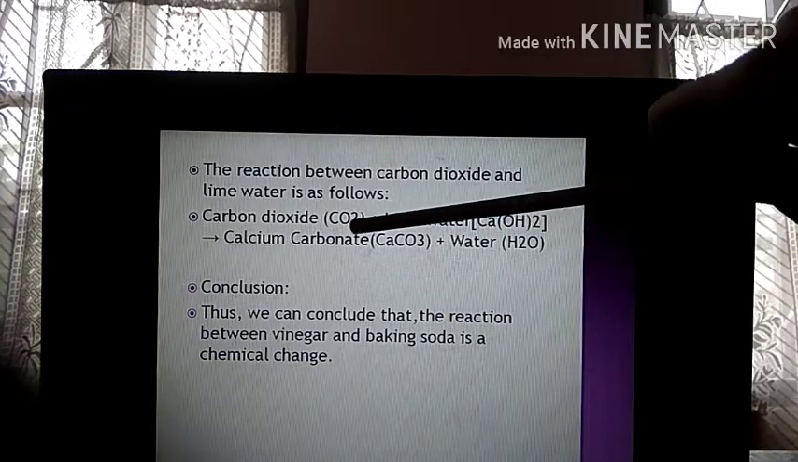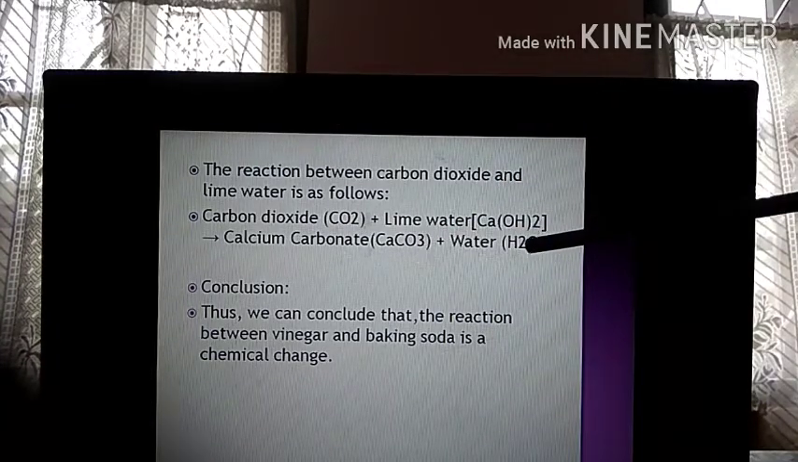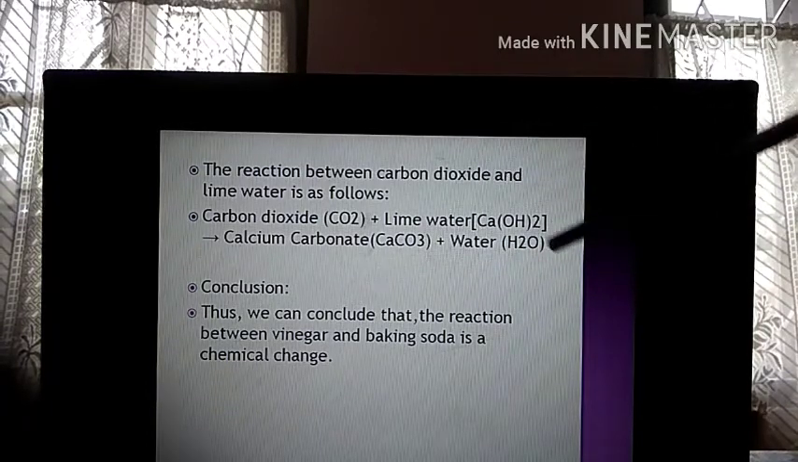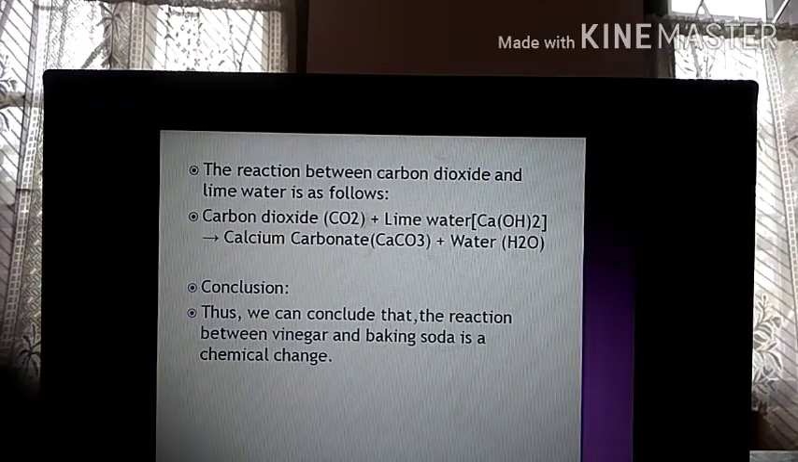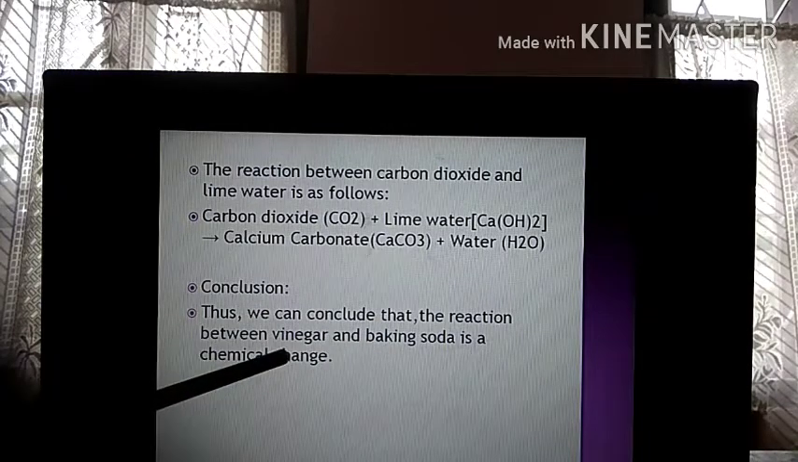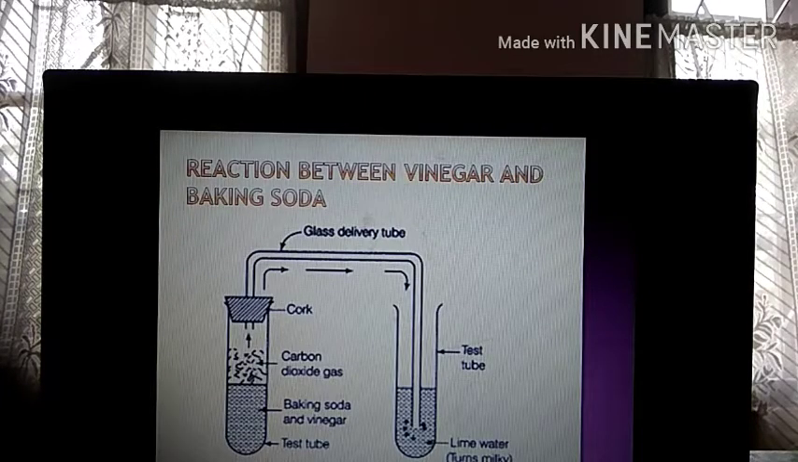So here the 2 has to be a subscript, here also, the 3 has to be a subscript, and the 2 here too, because this is PowerPoint. So it is a little difficult, but you have the same reaction in your textbook also. You write from there. Okay, is it clear? So now the conclusion: we can conclude that the reaction between vinegar and baking soda is a chemical change, isn't it? It has to be definitely a chemical change. Yes, so this is the reaction.